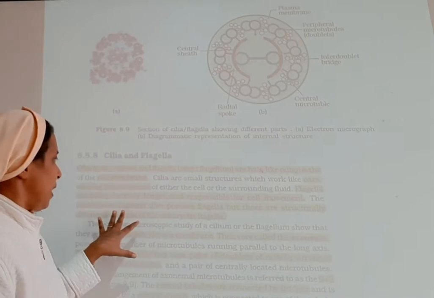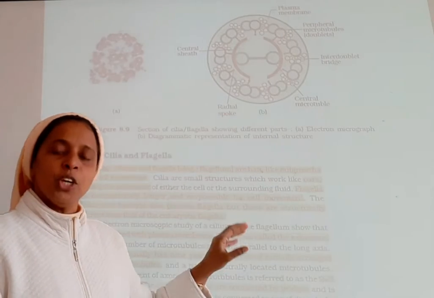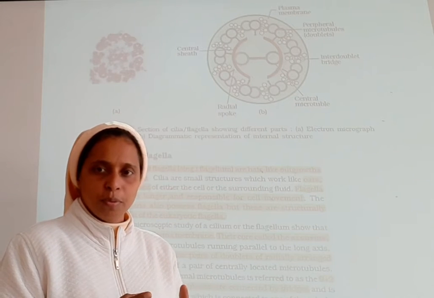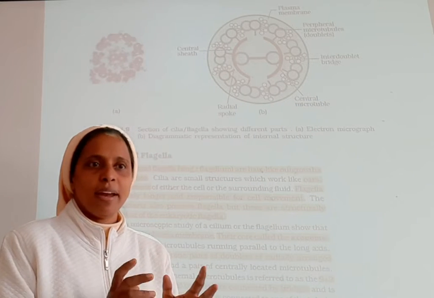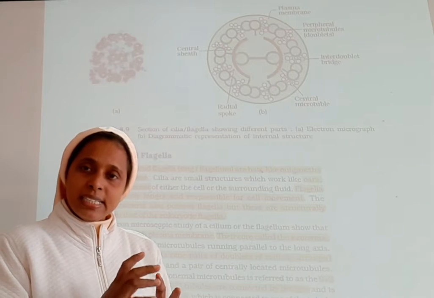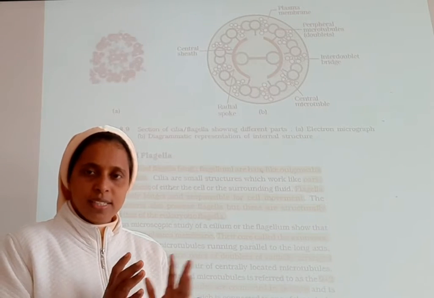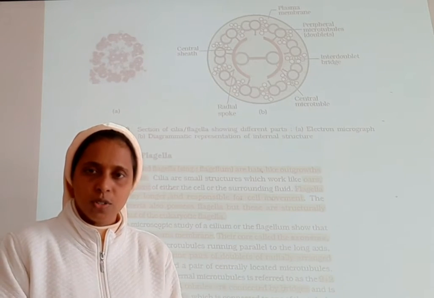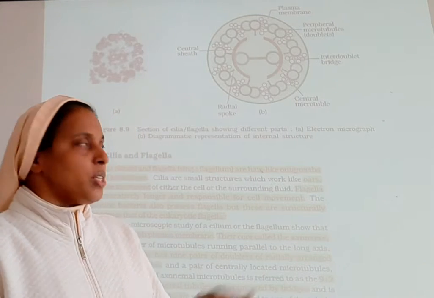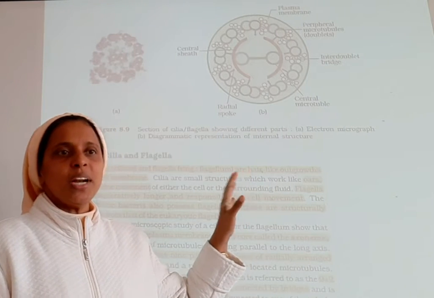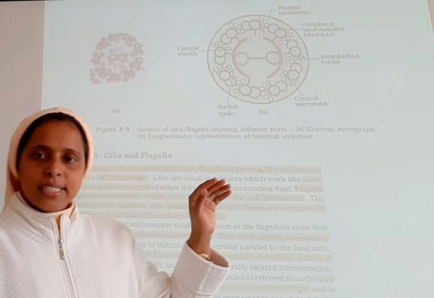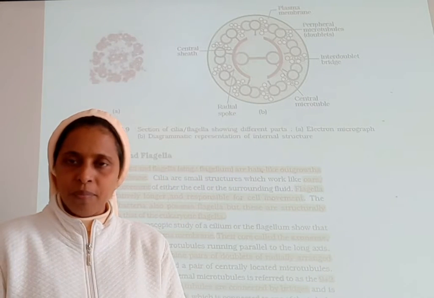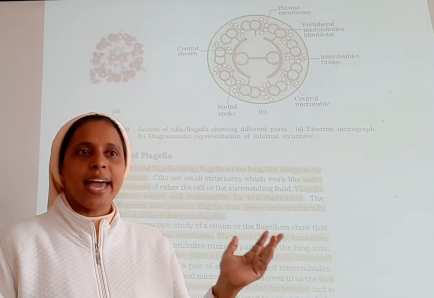Then prokaryotic bacteria also have flagella. Eukaryotic cells also have flagella. Both have flagella, but structurally they are different. The flagella in prokaryotes is different, and in eukaryotes the flagella is different. Flagella viewed under the electron microscope is covered by a plasma membrane, and their core is termed the axoneme.